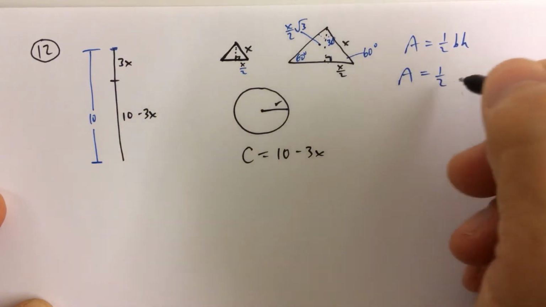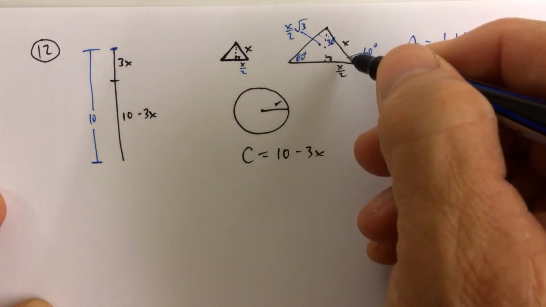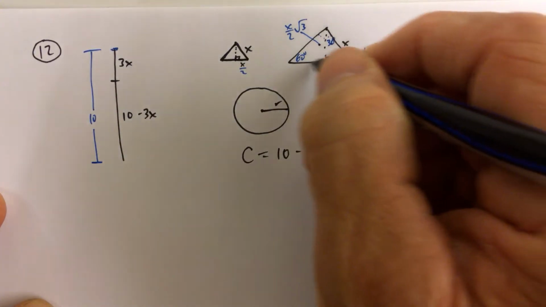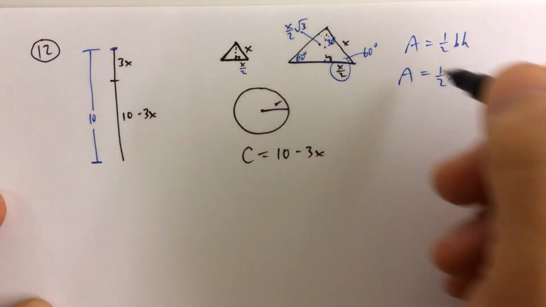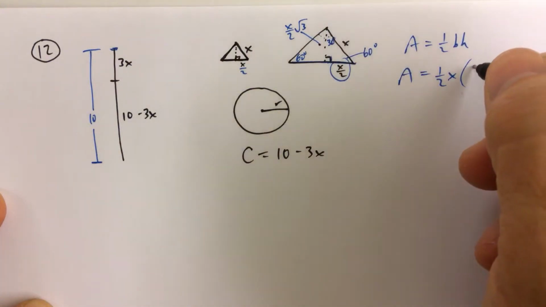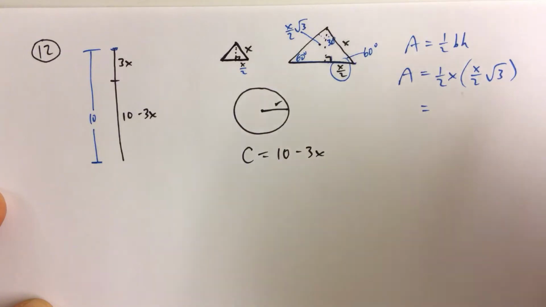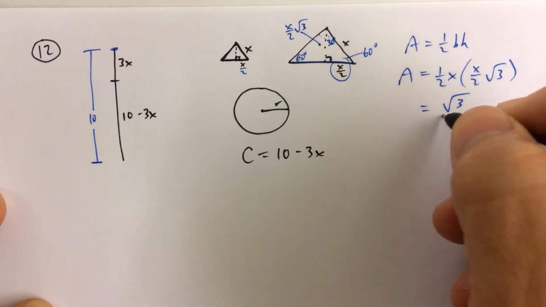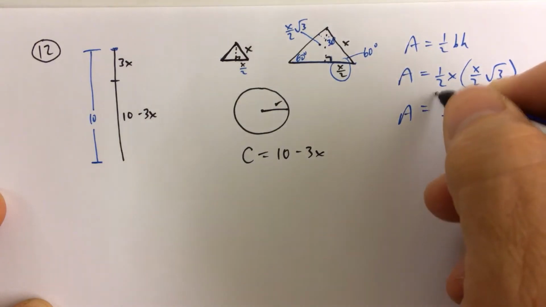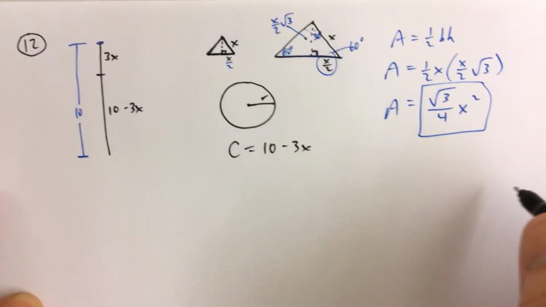So in other words, the area of the triangle is 1/2 the base, which is x, so the base being this whole thing, x over 2, multiplied by the height of the right triangle, x over 2 times the square root of 3. Can we clean that up a little bit? Let's write that as radical 3 over 4 times x squared. So when all is said and done, we have the area of the equilateral triangle.